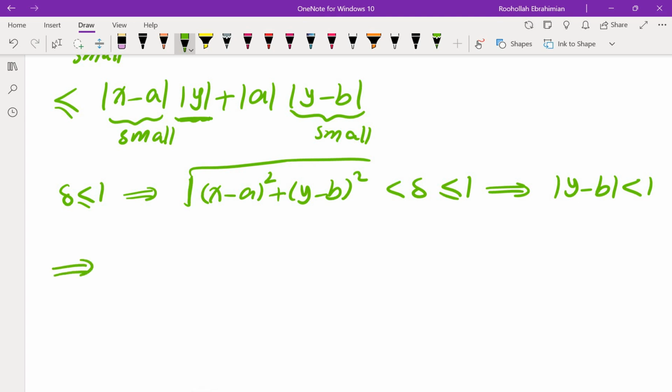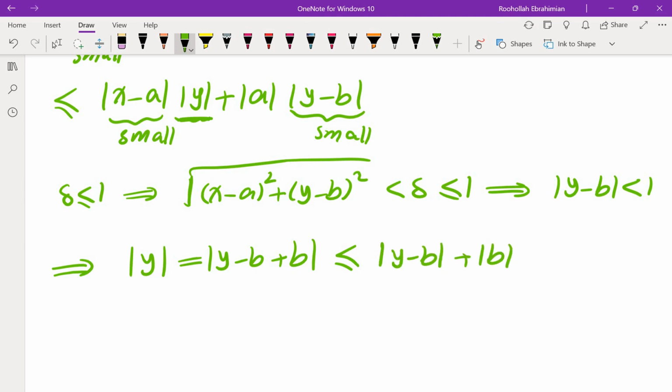And that tells us that the absolute value of y, which is the absolute value of y minus b plus b, is going to be less than or equal to the absolute value of y minus b by the triangle inequality plus the absolute value of b, which is less than 1 plus the absolute value of b. So I will get this is less than 1 plus the absolute value of b.